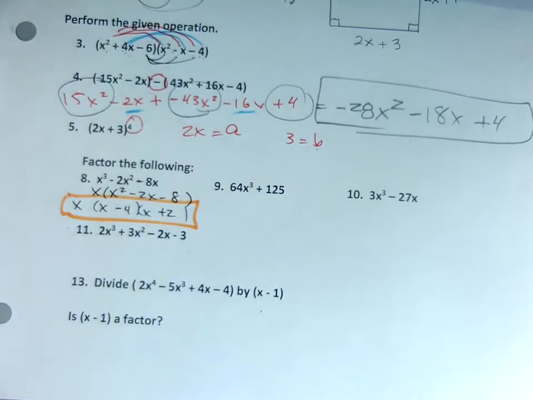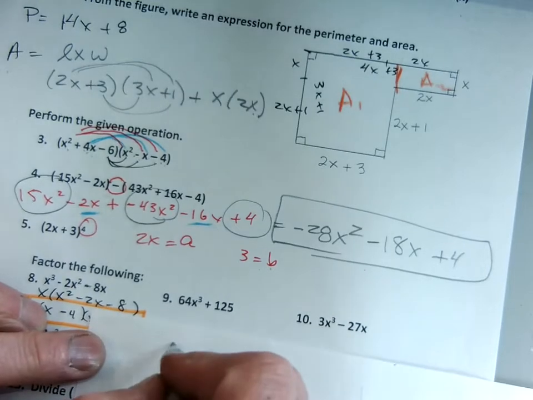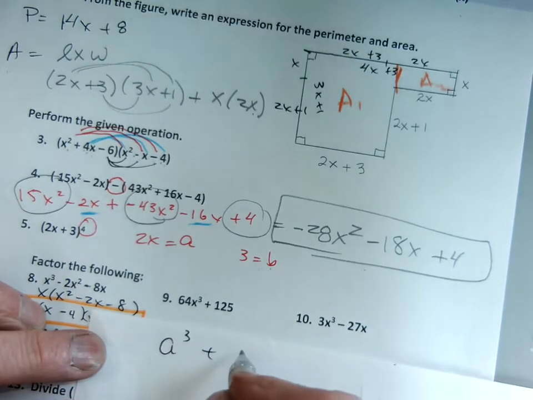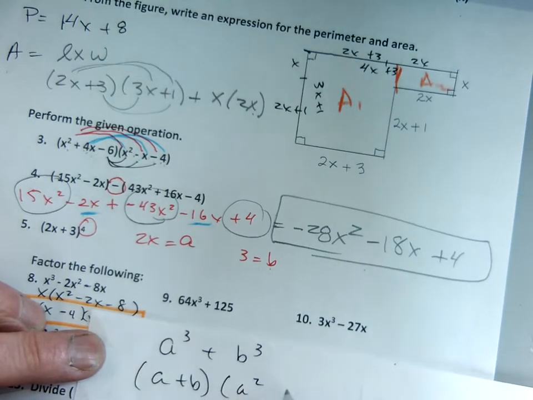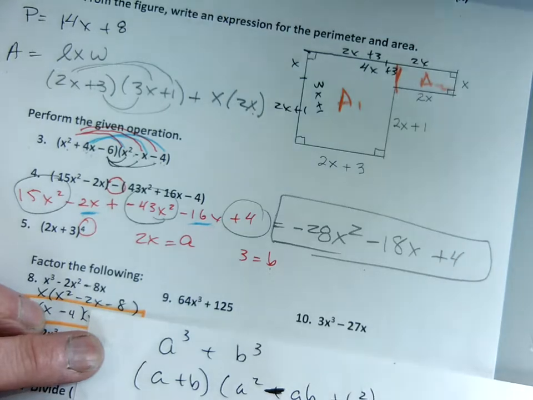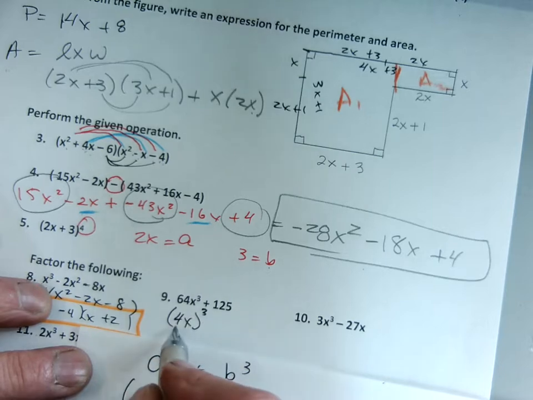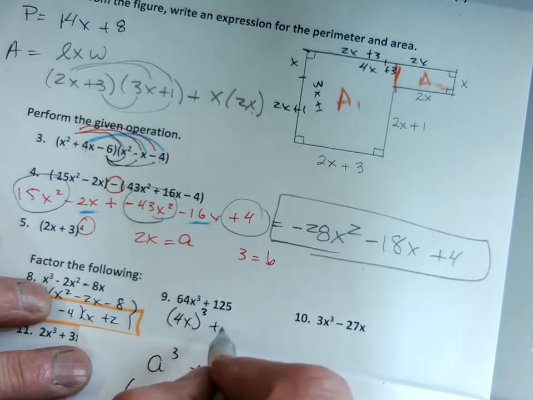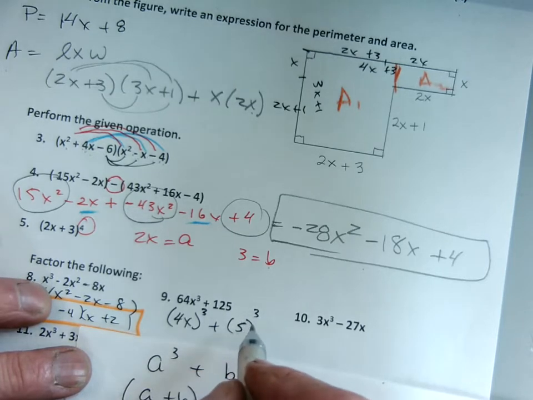Okay, number 9. Well, the formula is on the board, so I'm going to rewrite it for us so you can see it. The formula I want is a cubed plus b cubed, which is a plus b, a squared minus ab plus b squared. So how do I know that? Well, this is the same thing as a 4x cubed, because 4 times 4 times 4 is 64, plus a 5 cubed, because 5 times 5 times 5 is 125.